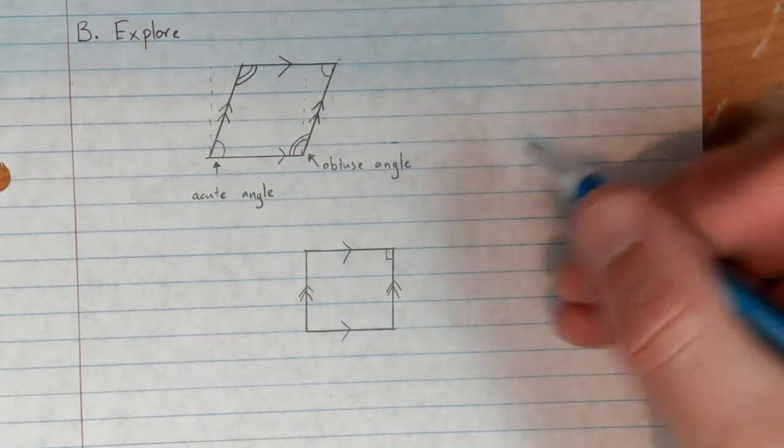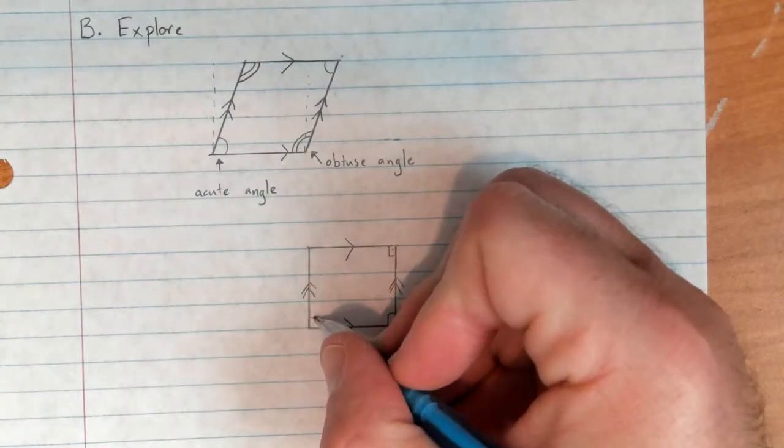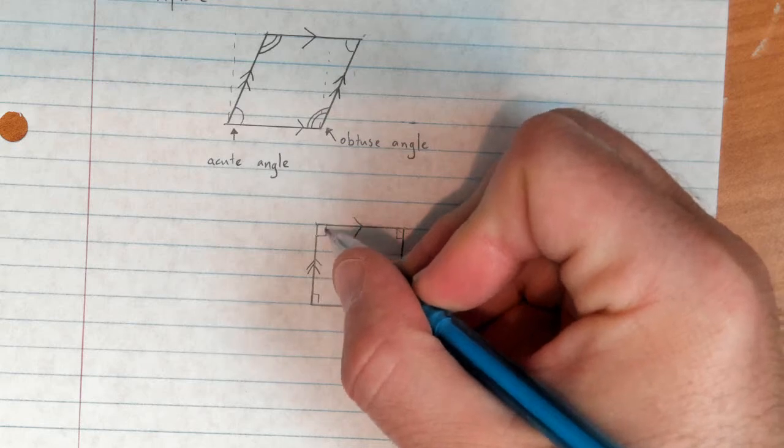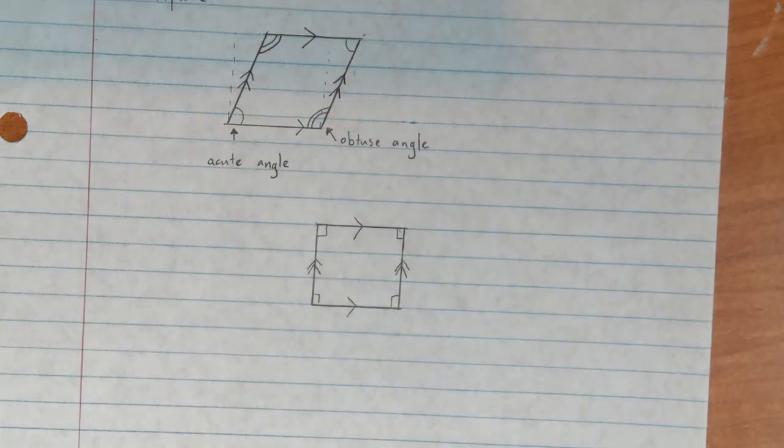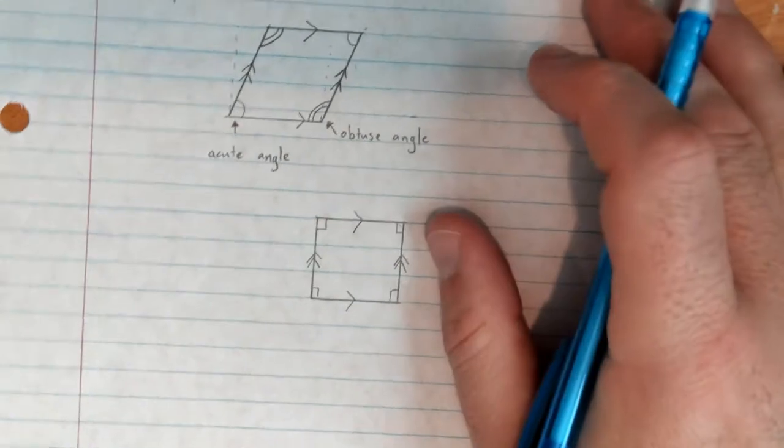90 degrees here. 90 degrees here. 90. But a lot of you are probably looking at that and going, wait a minute. It's not a parallelogram, that's a rectangle. It actually looks like it might even be a square, but it's definitely a rectangle. Can it be a rectangle and a parallelogram? An interesting question. How is it different than this?